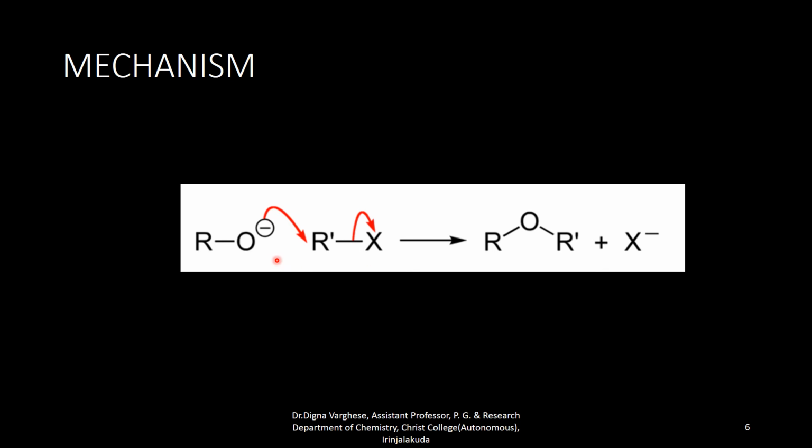Mechanism of the reaction. The alkoxide from the sodium alkoxide will react with the alkyl halide carbon, which will eliminate the halide part here, forming an ether and a halide ion that will react with the sodium ion present here. Okay.